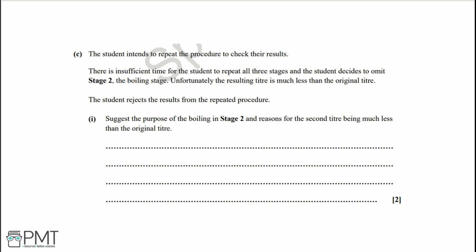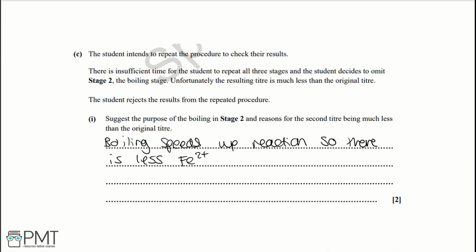For this question, we first need to say that boiling speeds up the reaction. And if the reaction is sped up, that's going to mean that there's going to be less Fe2+ produced, and therefore the second titer will be less than the original titer. To get the marks for this question, you get 1 mark for saying that boiling speeds up the reaction, and your second mark for saying that there's less Fe2+, or linking back to the question.